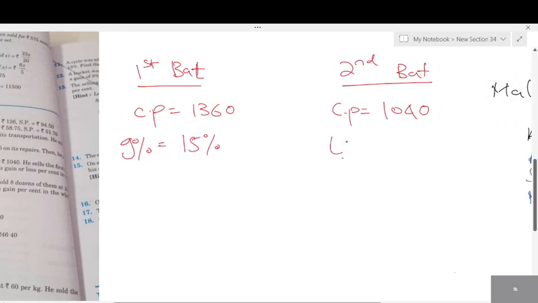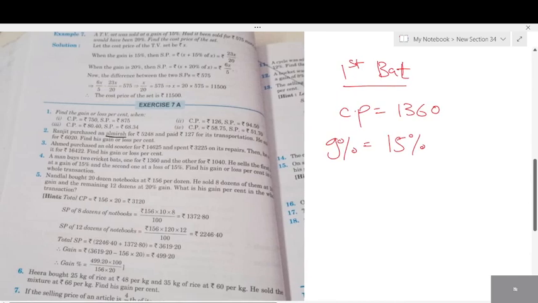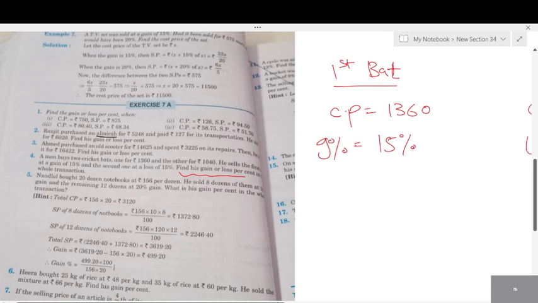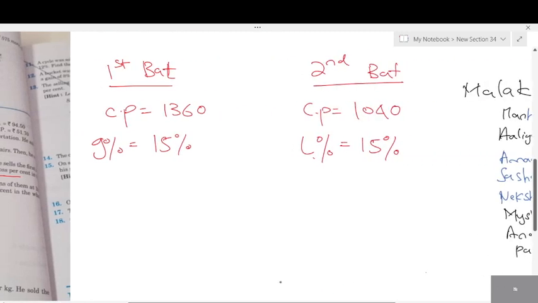yes. So if loss percent is given, what should I write here? Loss percentage, 15%. Next, what is given? Find the gain or loss percent in the whole transaction. What do you mean by whole transaction? Both the transactions, right? What do we need to find, students? We need to find whether it is gain or loss. Okay, this is a tough question. Okay, it's an easy one, but a tricky question.